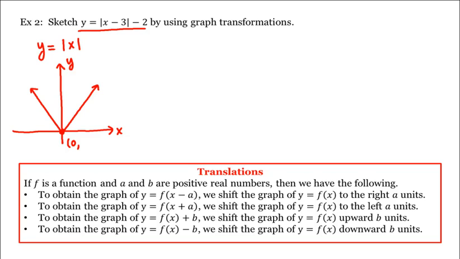We have the point 0, 0 on our graph, as well as 1, 1, and -1, 1. So looking back up here, what does this -3 do to this graph here? Well, we're in this first case here, aren't we? We are subtracting a positive number from the x-coordinate inside the function, which means we're going to shift this graph to the right a units, or 3 units.